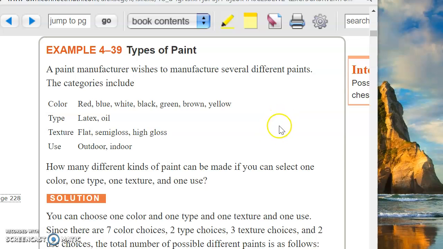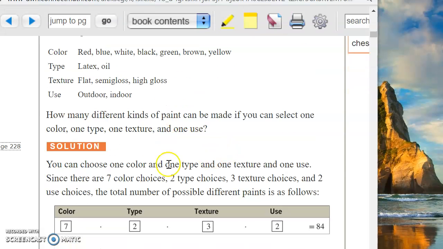So K1 is, what did I just say? 1, 2, 3, 4, 5, 6, 7. So K1 is 7. K2 is the second choice we have to make. That's the second event. That's latex or oil. So that's 2 possibilities. The third is the texture. So there's 1, 2, 3. So K3 is 3, and so forth.